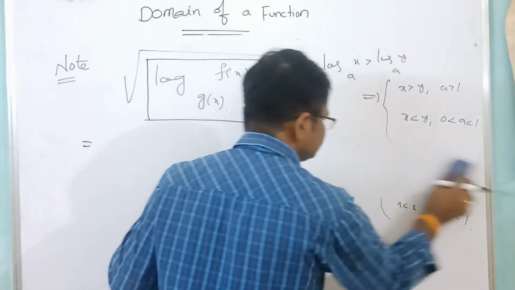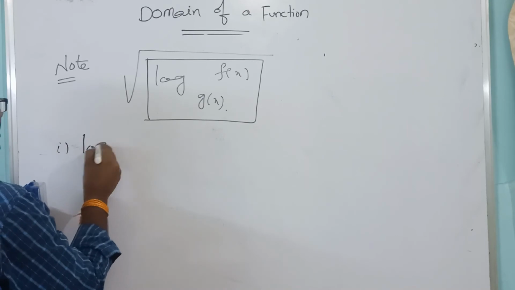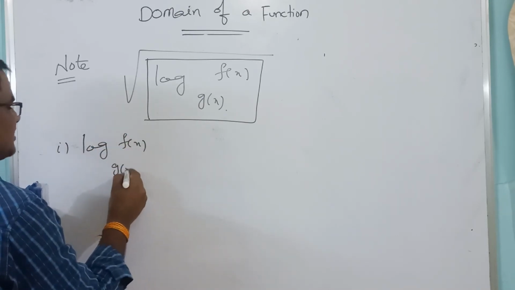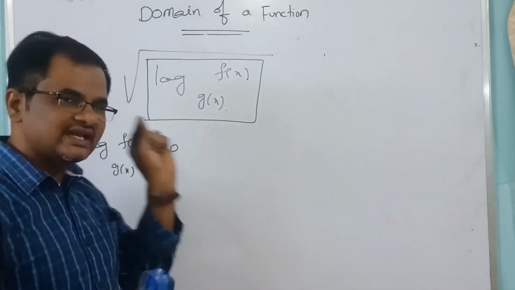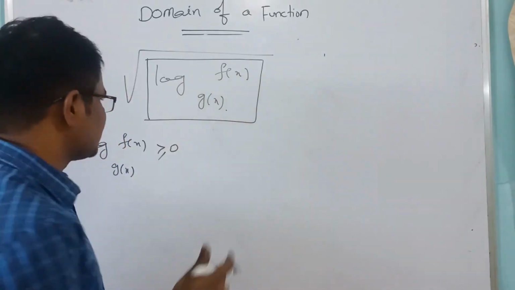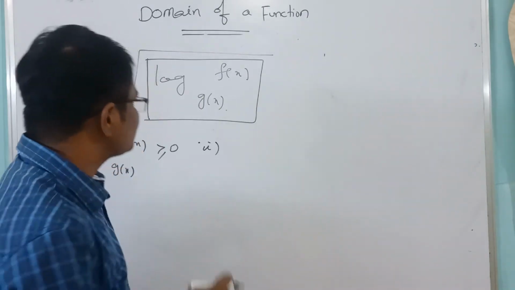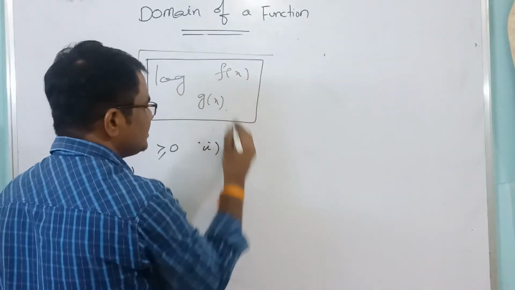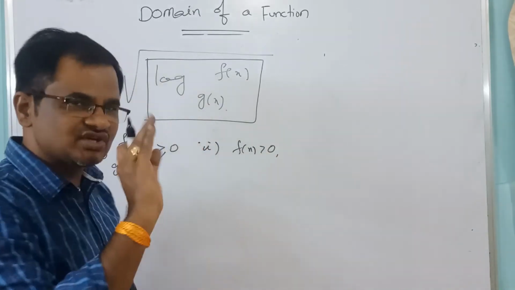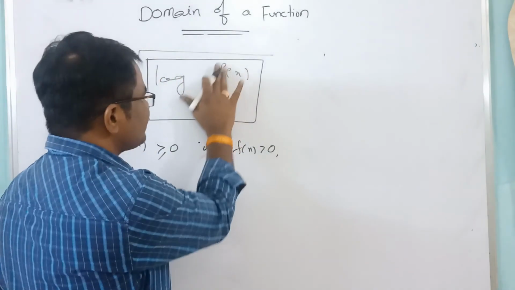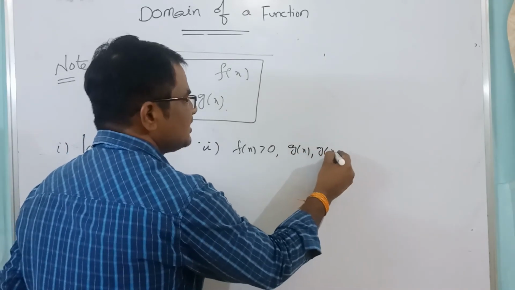That is the first condition. So the first condition is log of f of x to the base g of x greater than or equal to 0, since an under root value is always greater than or equal to 0. That is the first condition from the under root expression. Next, since there is a log, f of x must be greater than 0, g of x greater than 0, and g of x not equal to 1.